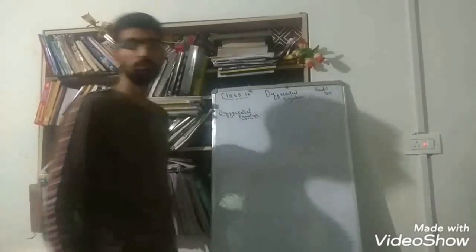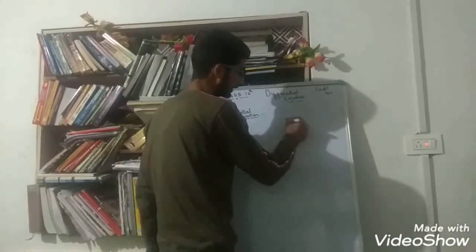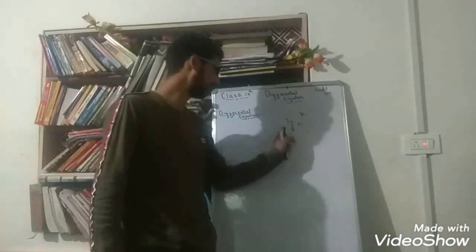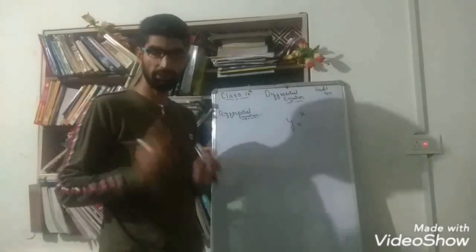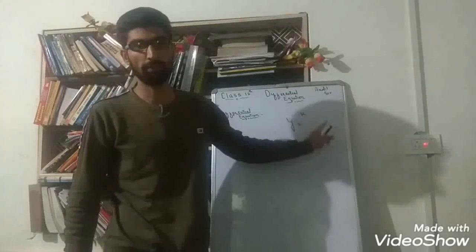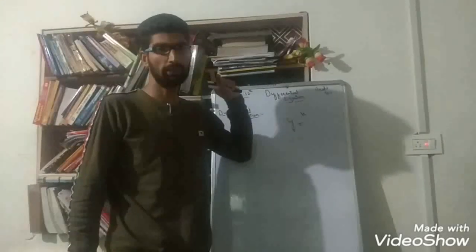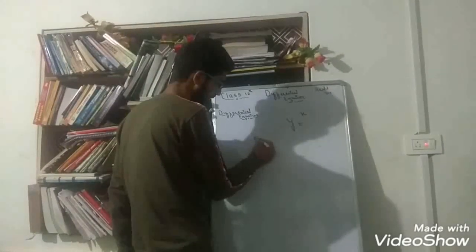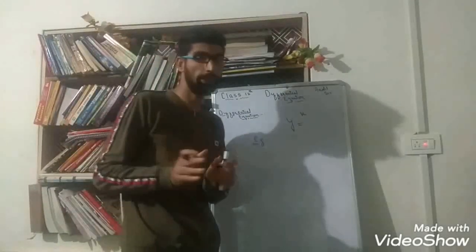If we have an equation that involves the independent variable and the dependent variable, and also the derivative of the dependent variable with respect to the independent variable, that very equation is called a differential equation. For example, we know what an independent variable is and what a dependent variable is.